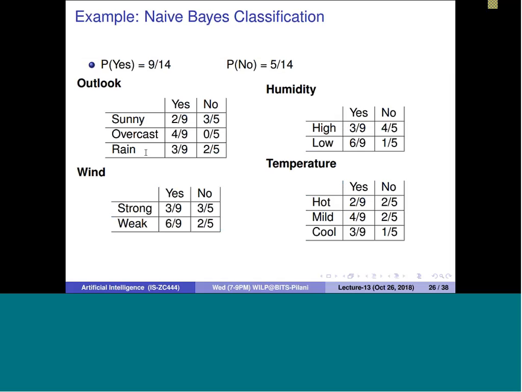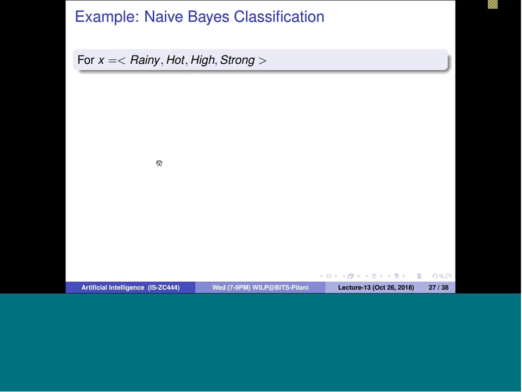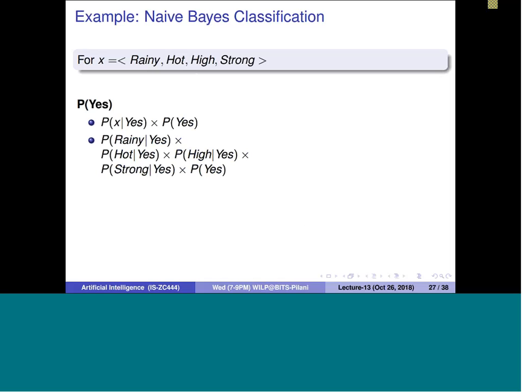Okay, rainy given is 3 by 9. This was the value, so this value is here. This value at this place is 3 by 9. Similarly, you can see all these values by yourself and verify them. If you find out, this is the value that we get.